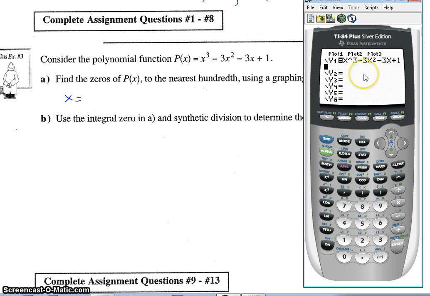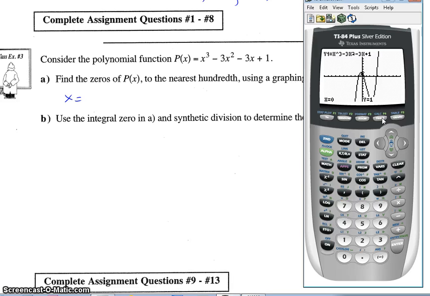Okay. All right, so I think we're still on Zoom standard from our last example, so we should just be able to hit graph, see what we have. Okay. We want to find the zeros to the nearest hundredth anyways, doesn't matter. Okay, so second, calc. This is how we're going to find the zeros. Second, calc. Okay, and we want to find the zeros.